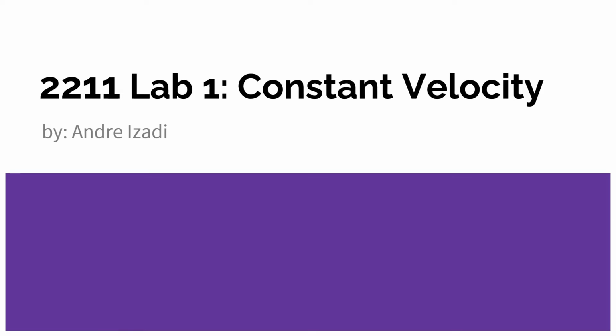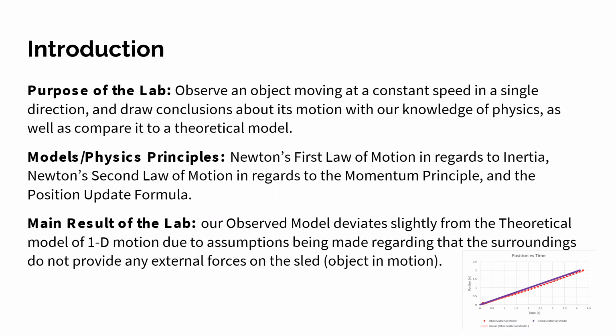2211 Lab 1: Constant Velocity. The purpose of the lab is to observe an object moving at constant speed in a single direction and draw conclusions about its motion with our knowledge of physics, as well as compare it to a theoretical model.